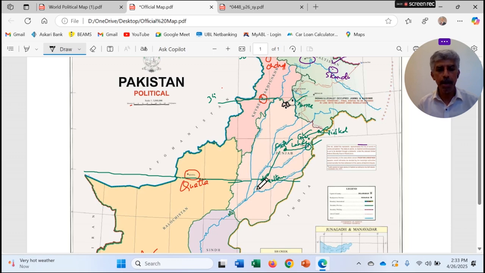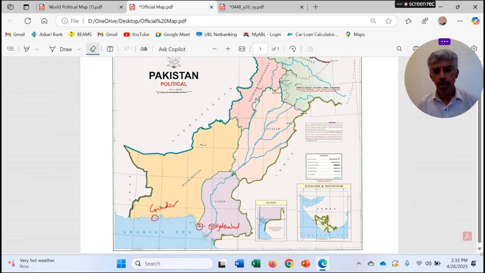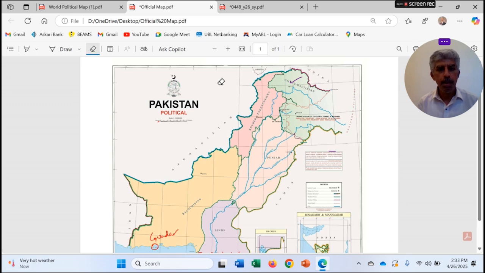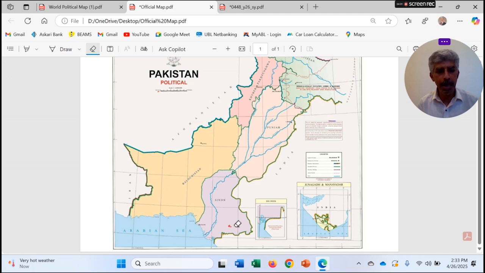So these were the major cities of Pakistan, and now on the same map you can see the major rivers of Pakistan as well, and we're going to label them. I'm going to give you one really important hint so that you will never forget the series of rivers in Pakistan, and you will label them correctly all the time.